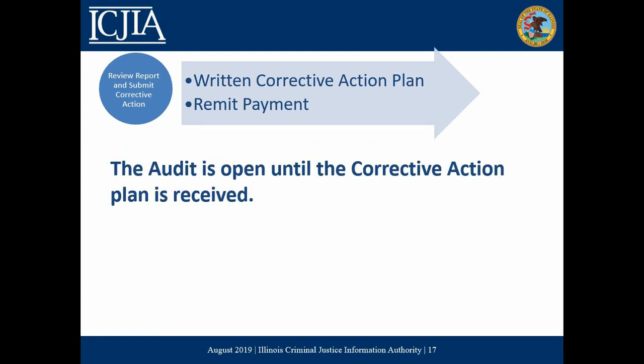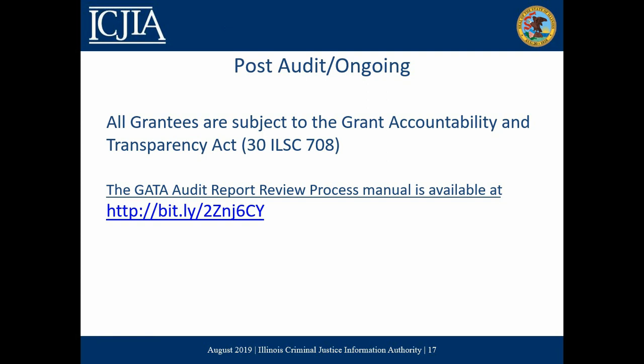Corrective action plans must be submitted to the auditor no later than 30 days after receipt of the audit report. The audit is closed once the corrective action plan is approved and any identified disallowed costs are repaid. A grantee is subject to an annual GATA audit following its fiscal year end. The GATA audit is separate and distinct from the grantee audit described here.